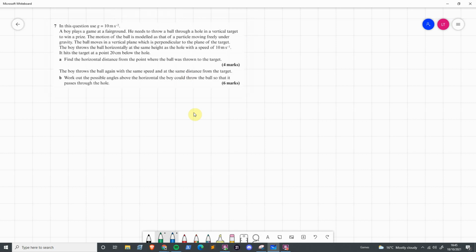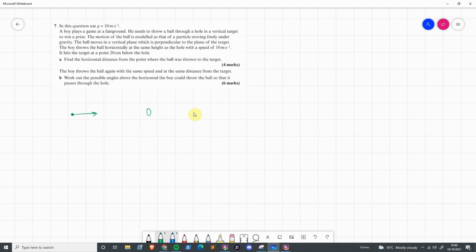A boy is at a fairground. He throws a ball through a hole in a vertical target to win a prize. The motion of the ball is modelled as a particle that moves freely under gravity. The ball moves in a vertical plane, which is perpendicular to the plane of the target. The boy throws the ball horizontally at the same height as the hole. So let's just set this out. We're throwing our ball from here. The hole is kind of like there. It's at the same height. And we are throwing this horizontally.